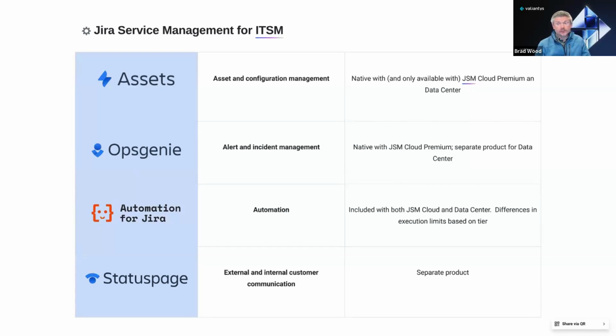Opsgenie, also now known as Operations, is our alert and incident management system. It's native with JSM Premium. It is a separate product in Data Center.